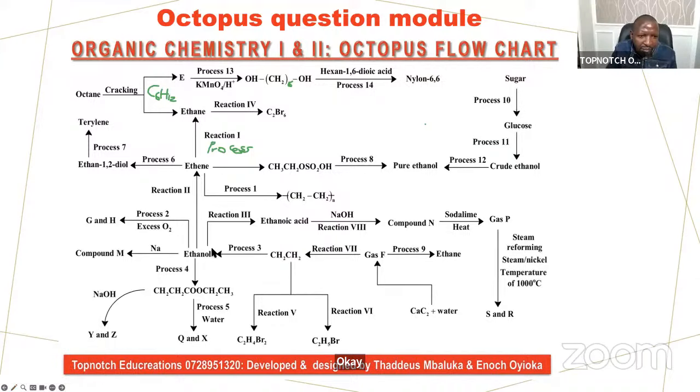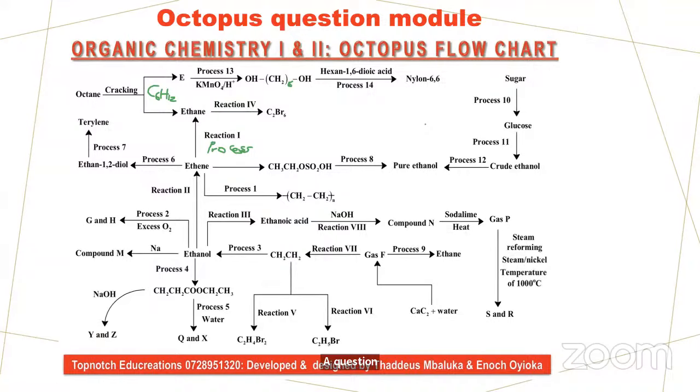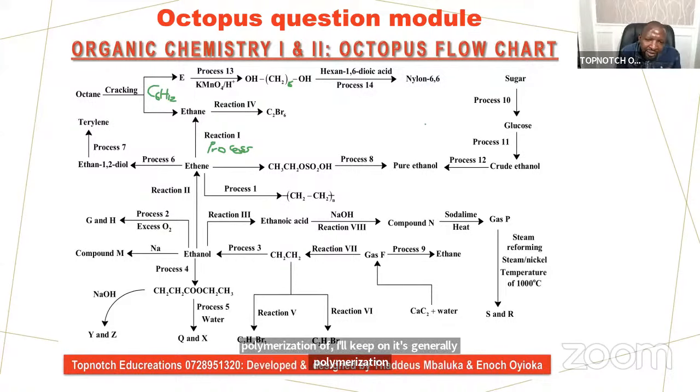So can we continue? A question, yes, Mr. Baluka. Is this catalyst used only in the polymerization of alkenes, or is it used in polymerization generally? For polymerization of alkenes. Thank you.